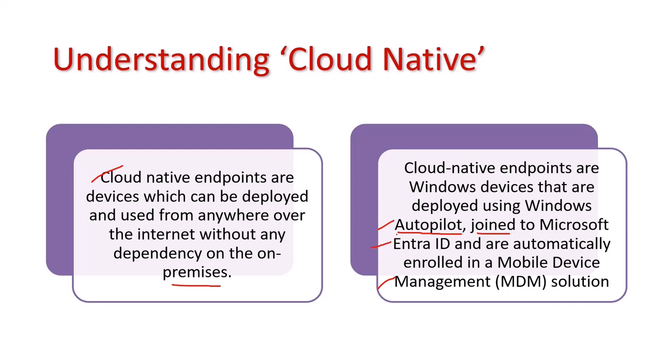Cloud native is a device which exists only in cloud, that is only in Azure or Entra, and it does not exist in the on-premise. So if you have taken a device which is in the workgroup, instead of joining the device to the on-premise domain, we are going to join it directly to Azure or Entra. How are we going to do that? Well, as I said, there are various ways. Autopilot is one of them. We are going to discuss all of that in this session.